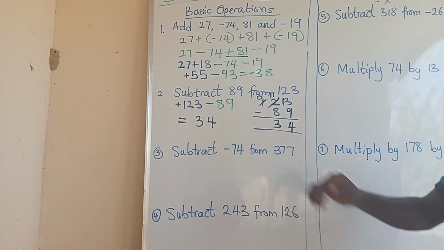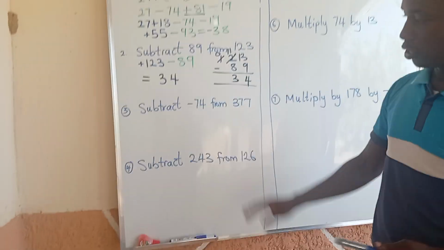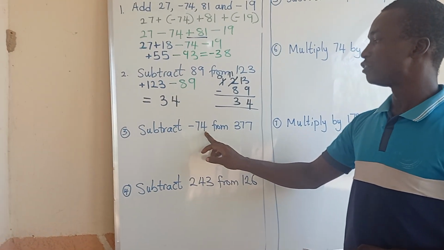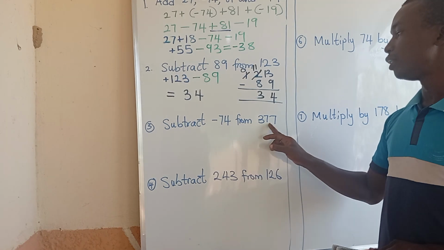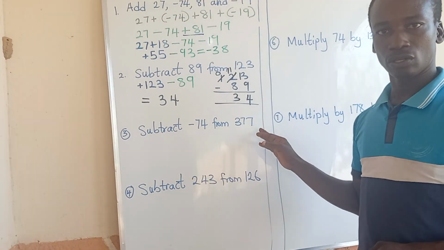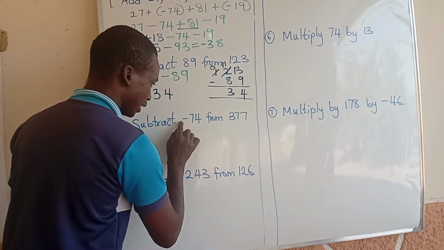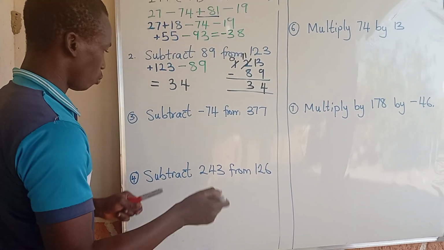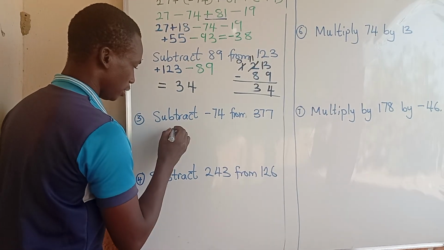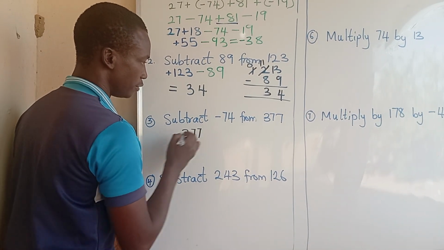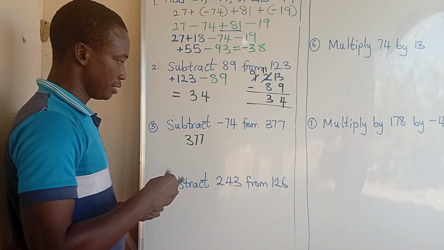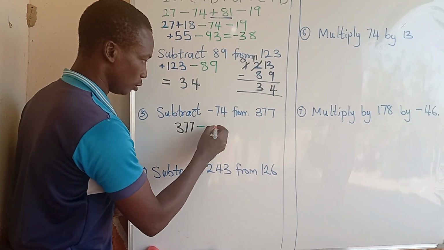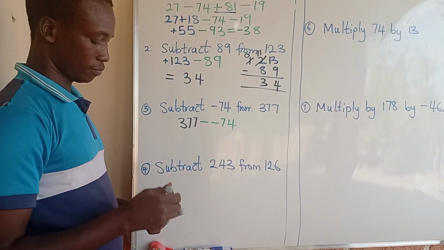We come to the third question. It's a little bit trickish, but let's understand it. It says subtract minus 74 from 377. What do we do? What it means is that we have to take away this number from this number. So therefore, we have to write our positive number 377. Subtract means minus. Then another minus 74.